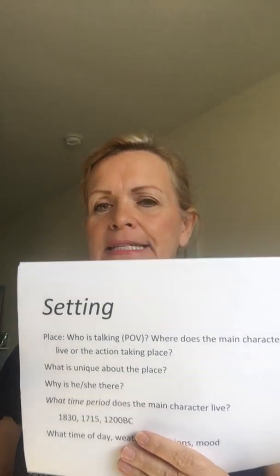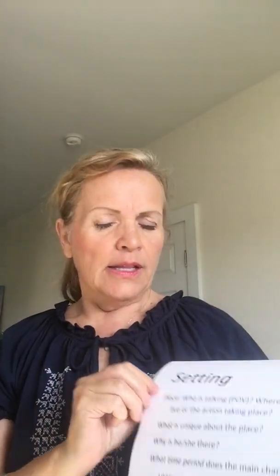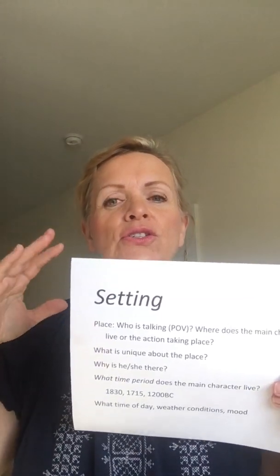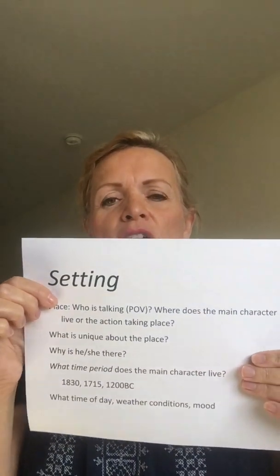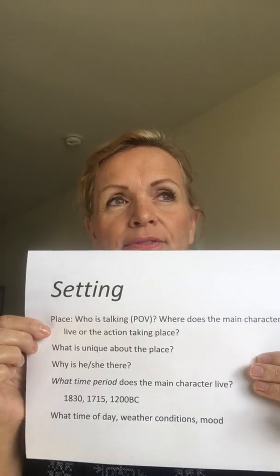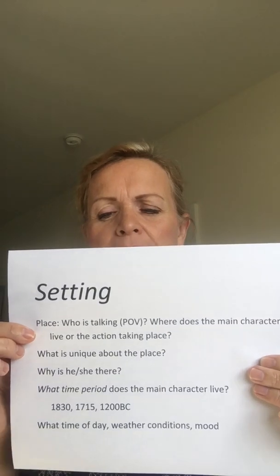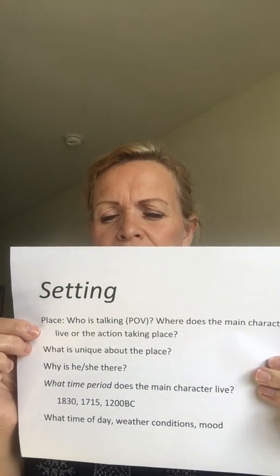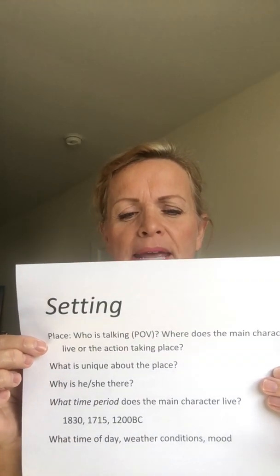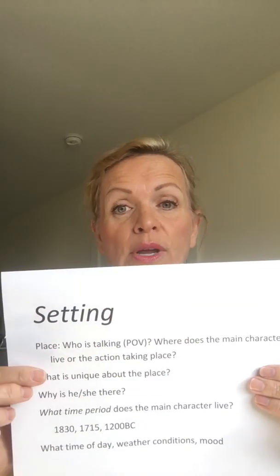So the first one is setting. This is the place where the story takes place. In the setting, you can use as much detail as you need or not any at all, really. But this is one important part of a story. It's the place. Who is talking? Who is the main character? What is their point of view?